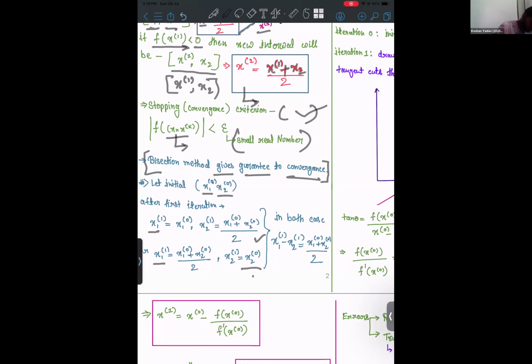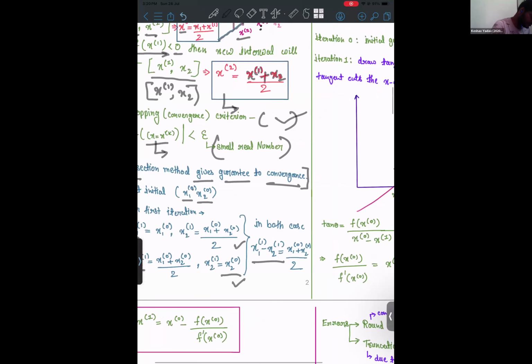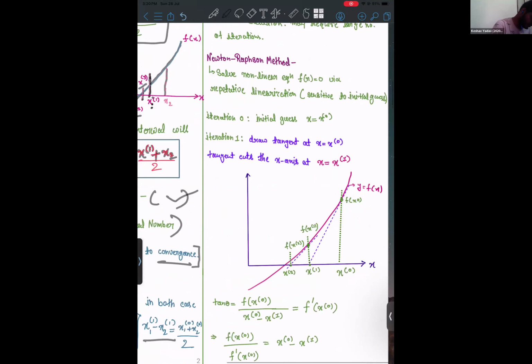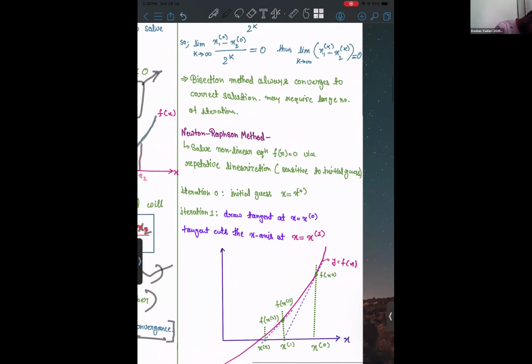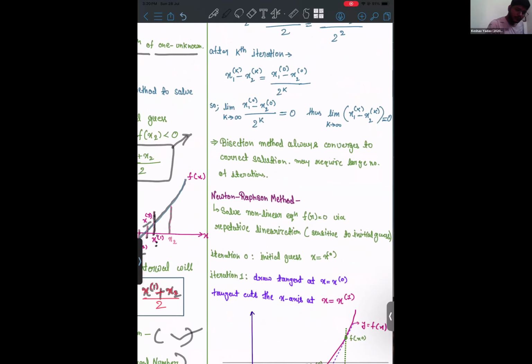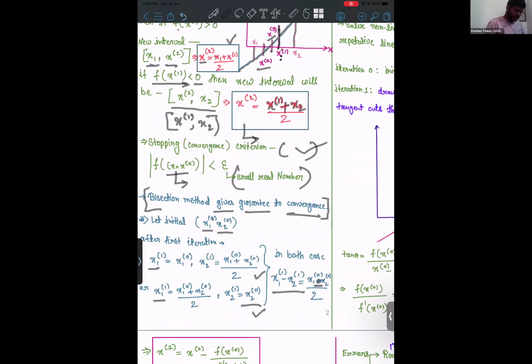If we see both the cases and take the difference, it will be minus. So if we take the difference at first iteration, meaning the window interval, x1 at first iteration minus x2 at first iteration, that will be equal to x1 at 0th iteration minus x2 at 0th iteration divided by 2. Means our interval will shrink to half. Okay.